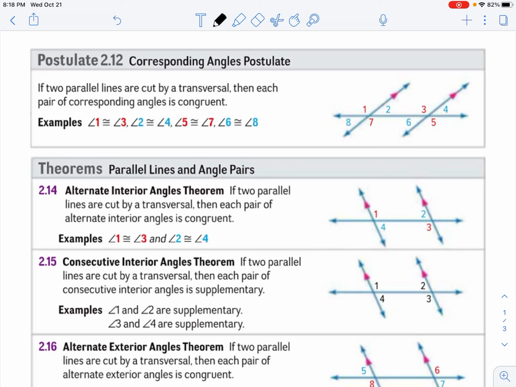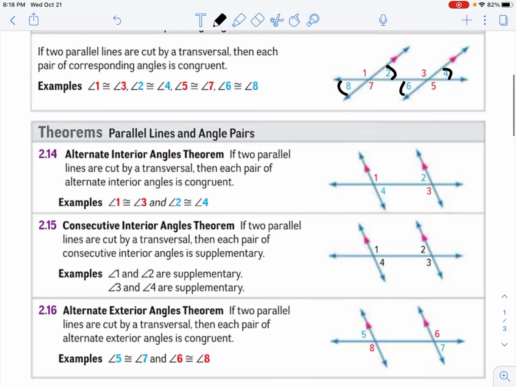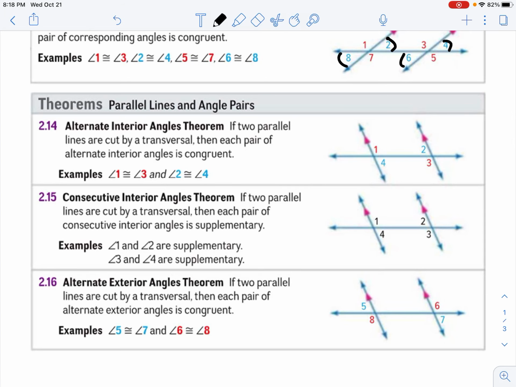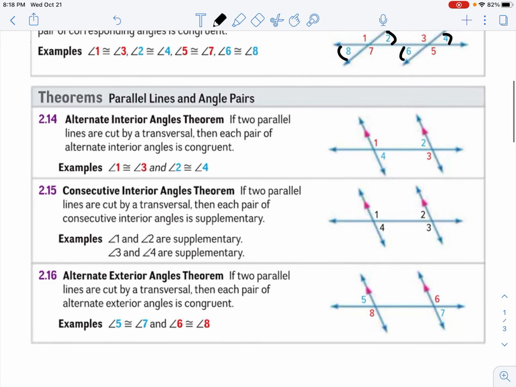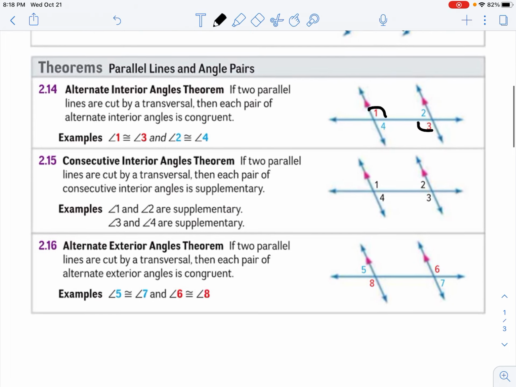So it's saying if you have corresponding angles, for example 2 and 4, those are congruent. Also 8 and 6 are congruent, but those are all congruent together. Alternate interior angles, these are not congruent. Or wait, I'm sorry, alternate interior, yes, they are. These are congruent. Consecutive interior, that's same side. These are not congruent, but they are supplementary.